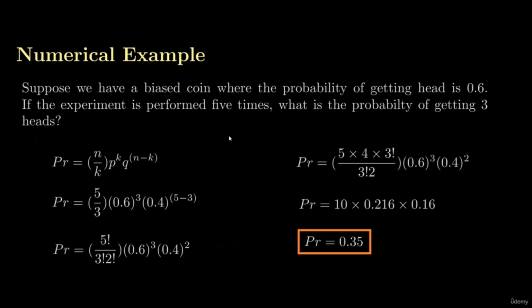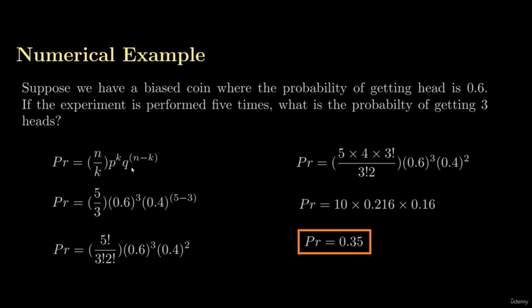So here is the numerical example. Suppose we have a biased coin where the probability of getting head is 0.6. If the experiment is performed 5 times, what is the probability of getting 3 heads? So we can see that here the probability of getting head is 0.6. This is the probability of success, that is P. So here you can see that I have put P equals 0.6.